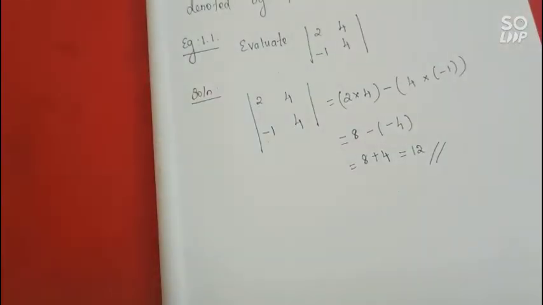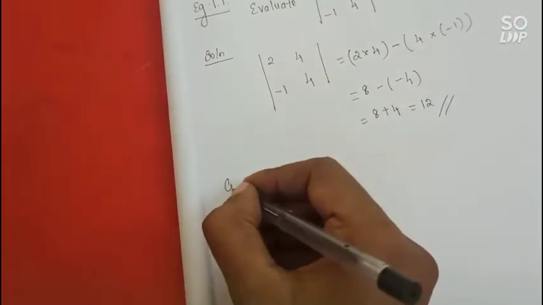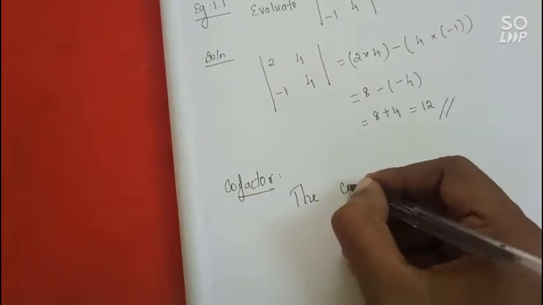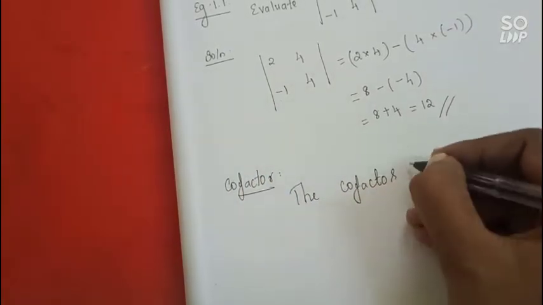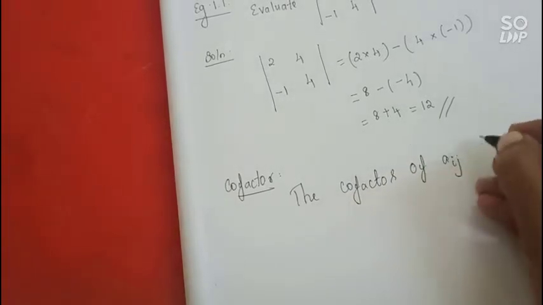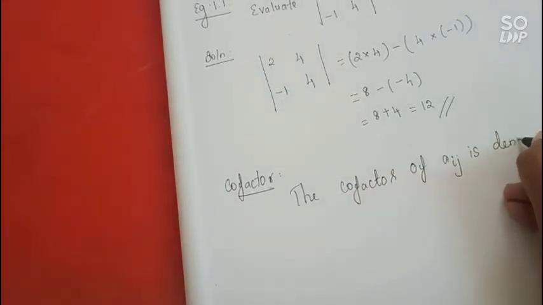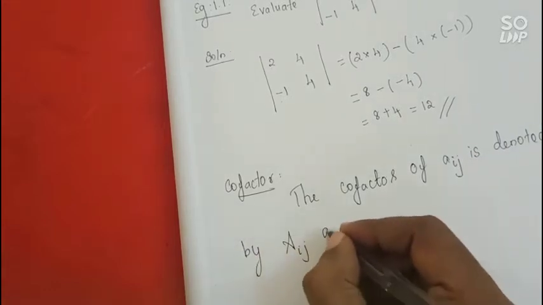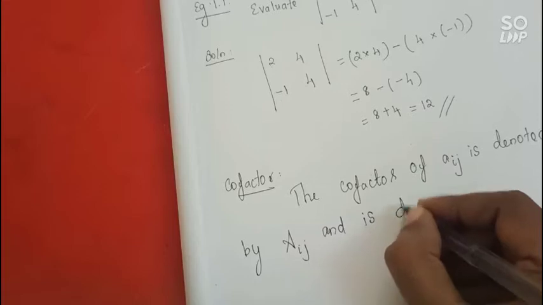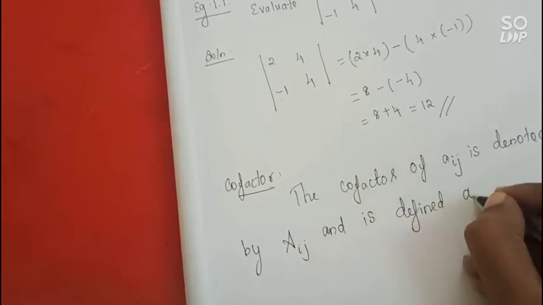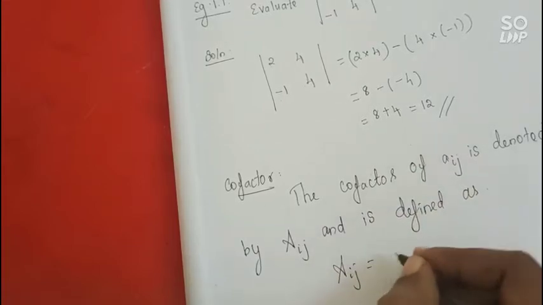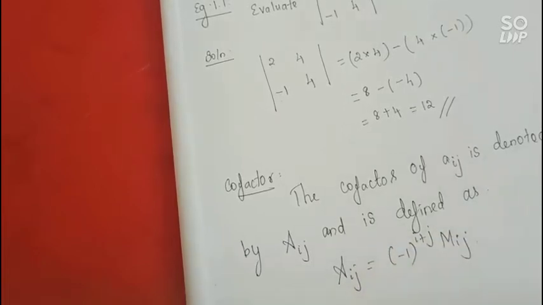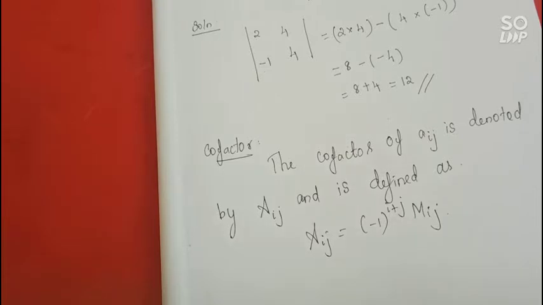So now just take down the formula. Next heading is cofactor. Cofactor of Aij is denoted by Aij and is defined as Aij is equal to minus 1 the whole power i plus j into Mij. Learn this as a formula, so that when we do the problem it will be helpful.